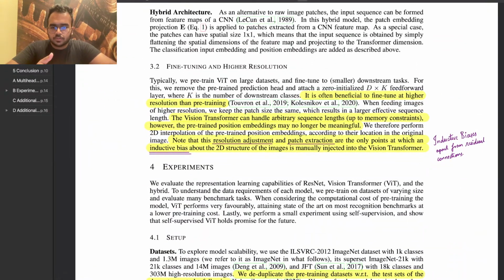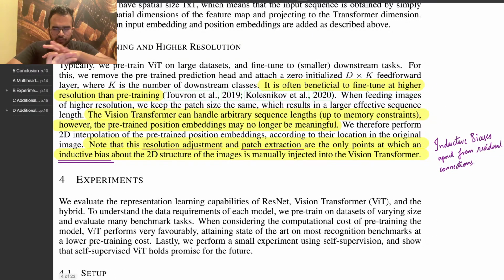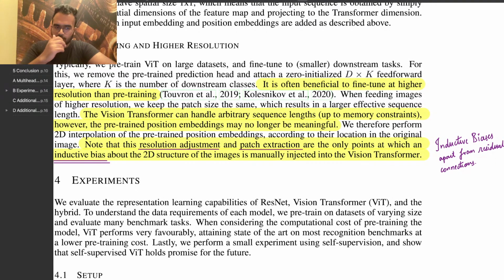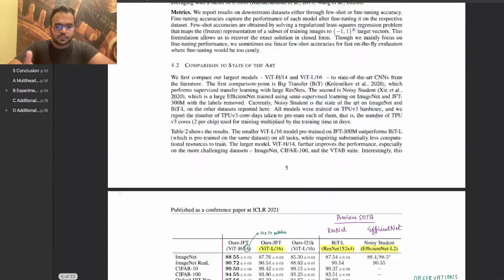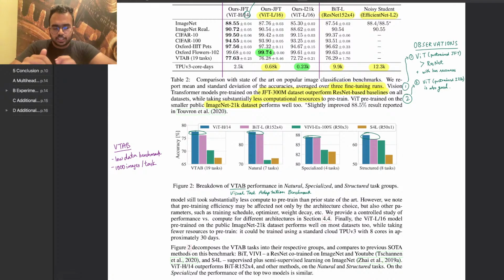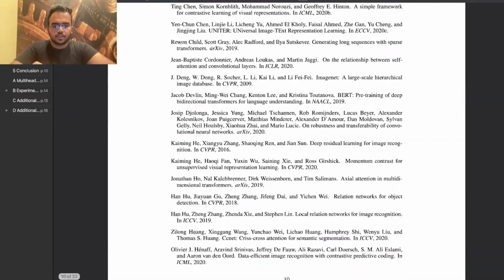They also talk about how resolution adjustment and patch extraction are the only points at which inductive biases about the 2D structure of images are manually injected in vision transformers. So inductive biases like resolution adjustment, where different pre-training and fine-tuning resolutions will change some things, and patch extraction, this act of slicing up the image into patches, also introduce an inductive bias. Apart from the residual connection, these are the two biases that seem to still be there in vision transformers. And going ahead, if we remove these inductive biases and have a larger scale dataset, then we'll probably be able to achieve even better results, right?